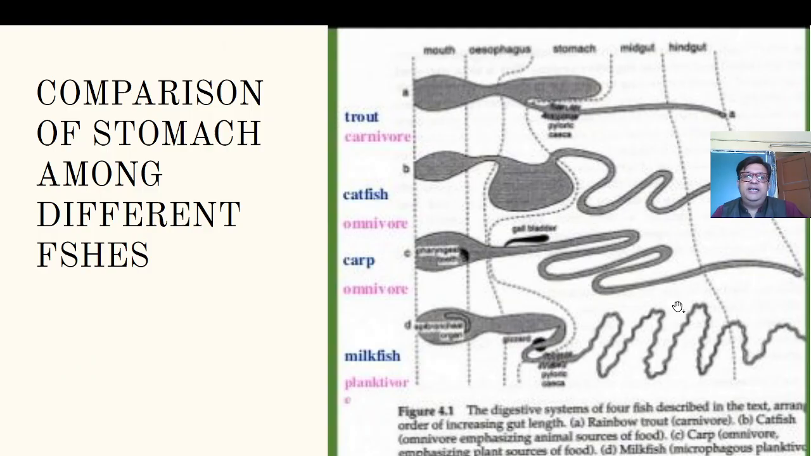Go to the next slide. So if you look at the comparison, in trout, which is carnivorous, you have a mouth, esophagus, stomach. The stomach leads to an intestine. In catfish, omnivorous, mouth, esophagus, you have a big stomach which leads to an intestine. In carp, almost no stomach, direct intestine. In milkfish, which is a planktivore, almost no stomach, and it leads to an intestine. This is the comparison of the stomach among different fishes.